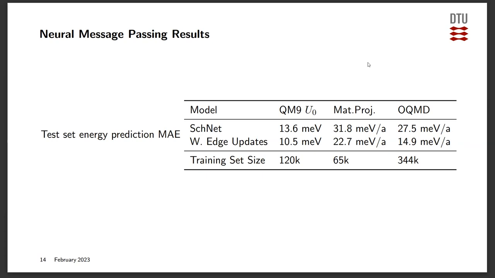So I tested this on three different datasets. QM9 is small organic molecules, and these two are big open materials databases. And yeah, this gave quite a nice improvement on that.